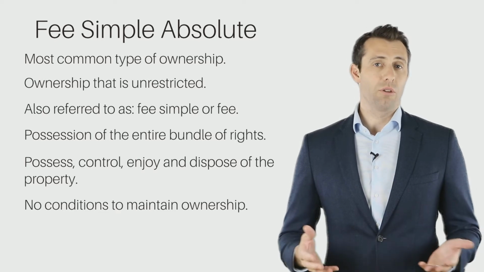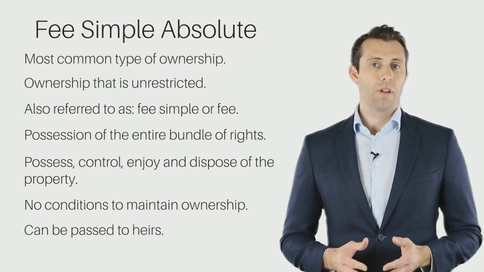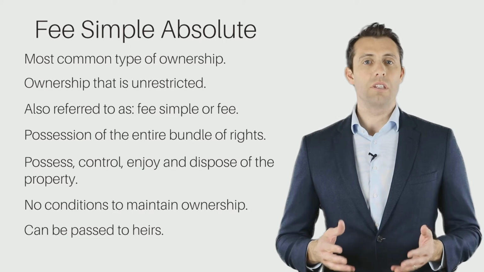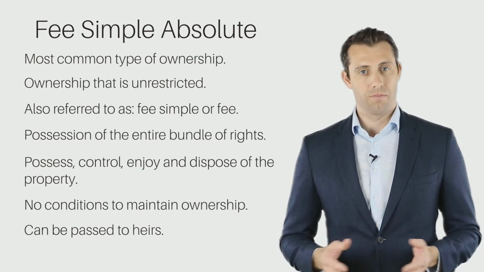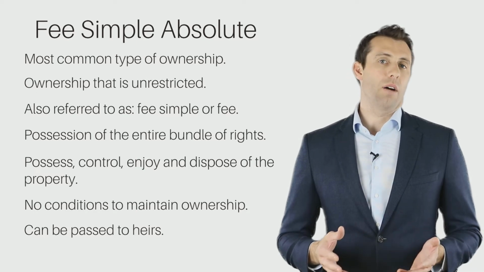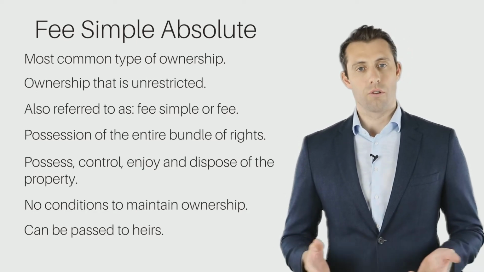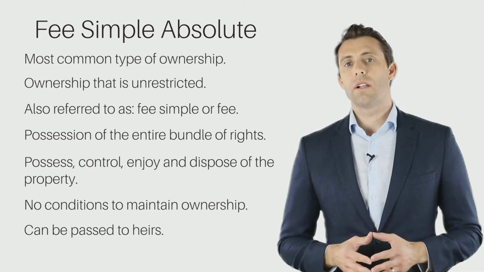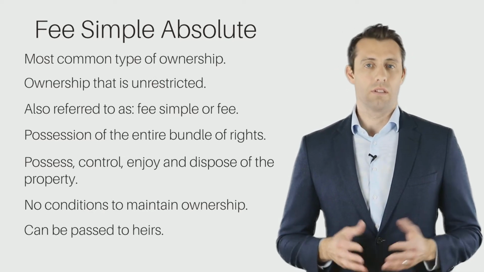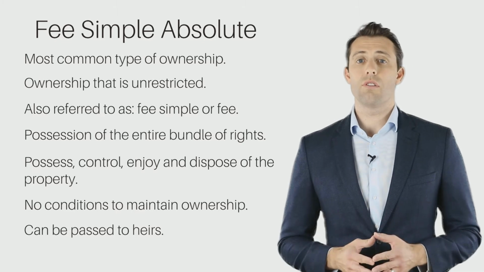It is also able to be passed on to heirs of the owner. This passing to heirs can be done with a will or passed by the laws of descent if there isn't a will. This is what we most commonly think of when we think of real estate ownership. All other types of ownership or estates in land are less common and contain limitations or conditions to the ownership of the property.